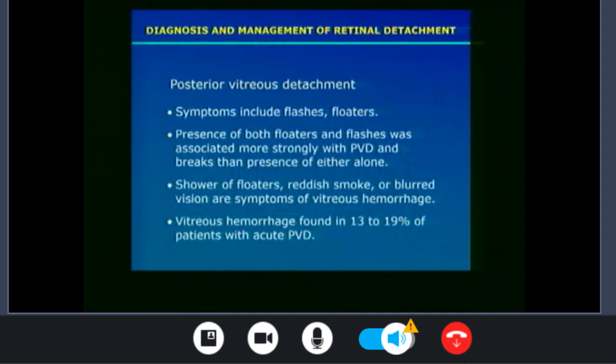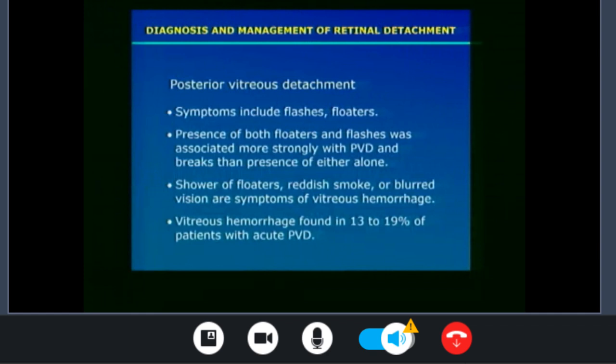So, posterior vitreous detachment has symptoms, which are flashes and floaters. So, flashes and floaters are not symptoms of retinal detachment. They are symptoms of BVD. So, presence of both floaters and flashes is associated more strongly with BVD and the breaks than the presence of either alone. Shower of floaters, or what's called reddish smoke, can indicate associated vitreous hemorrhage.